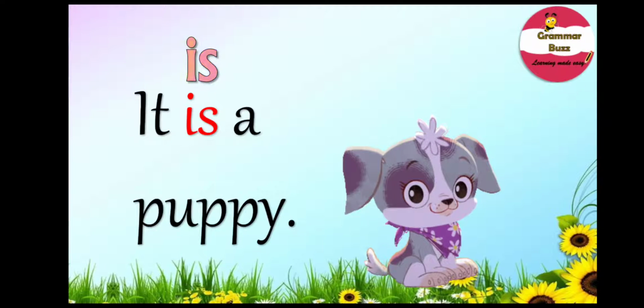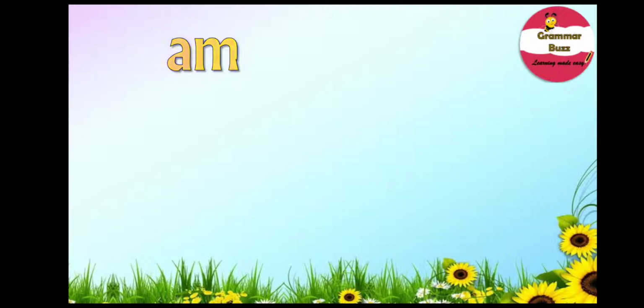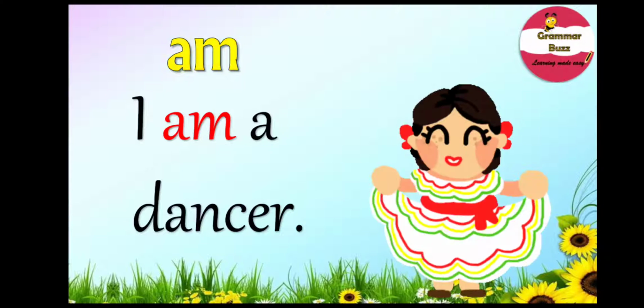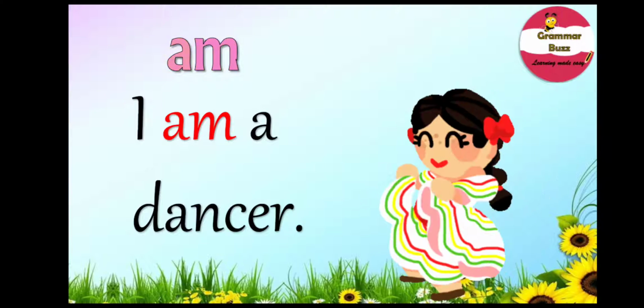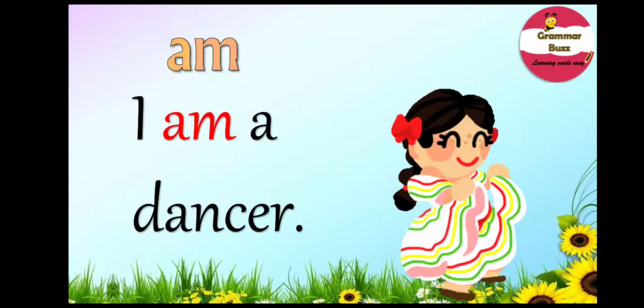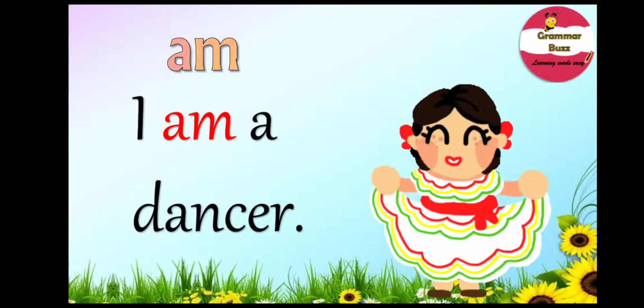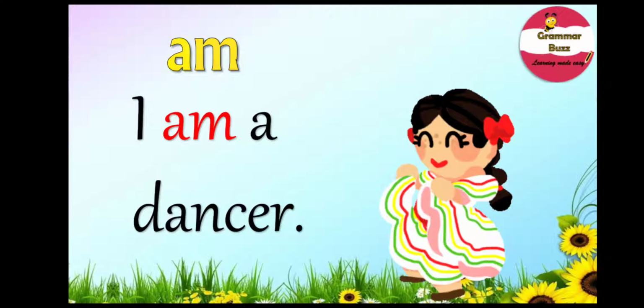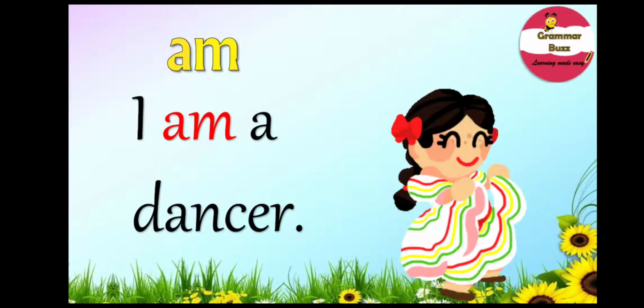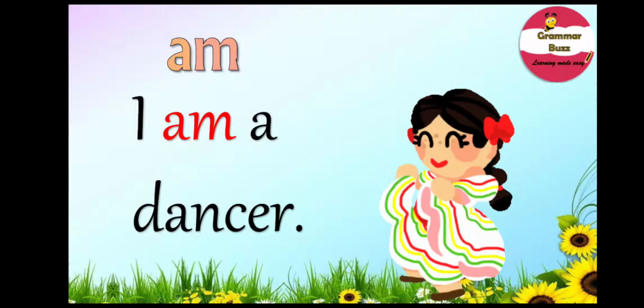Okay, let's give you another example. And what do we have here? Well, our sentence says, I am a dancer. Which is the be verb in this sentence? Aha, you're right. It is am. Am is the be verb in this sentence. Am does not show any action.